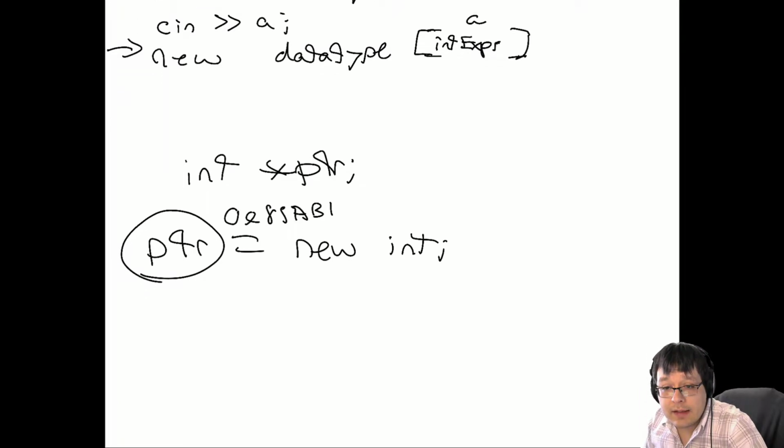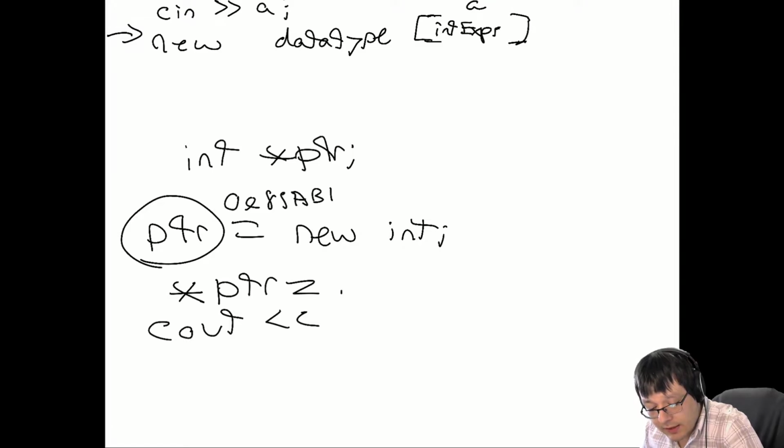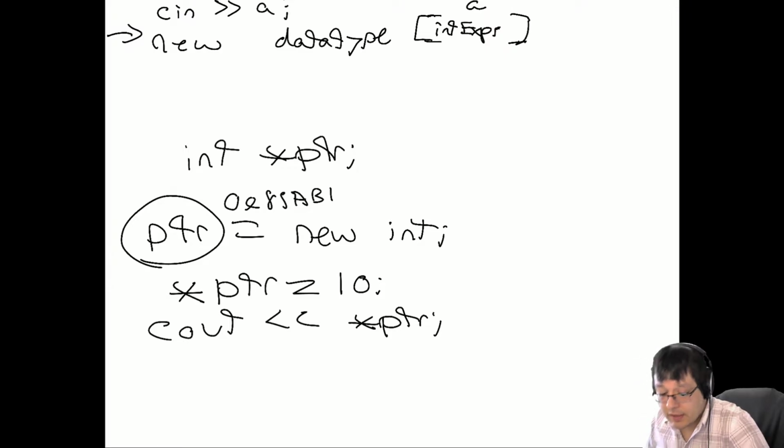That way, if I would like to store something in ptr, I can use the dereference operator and then assign, I don't know, 10. And then I can go ahead and print out 10. And there you go. Now we have full usage of this brand new created integer in the heap.